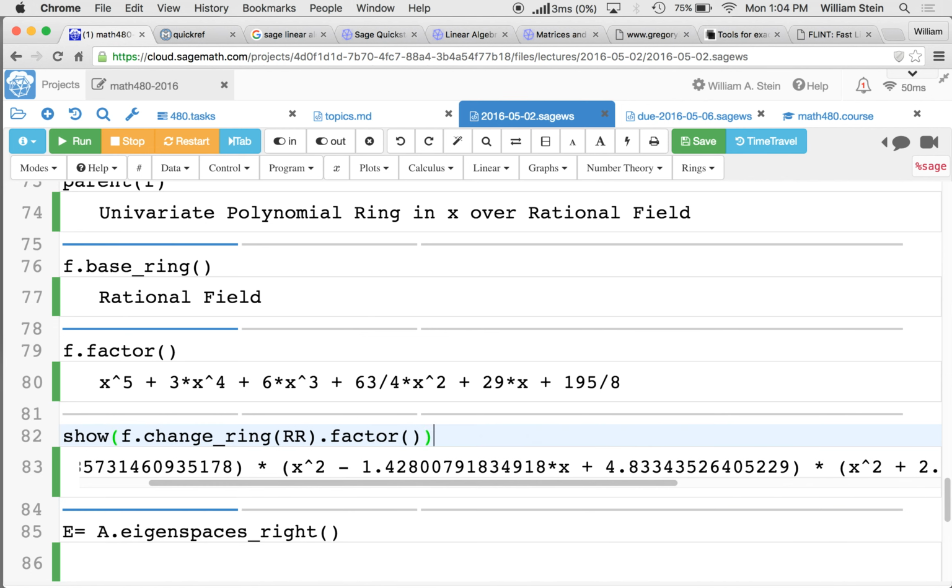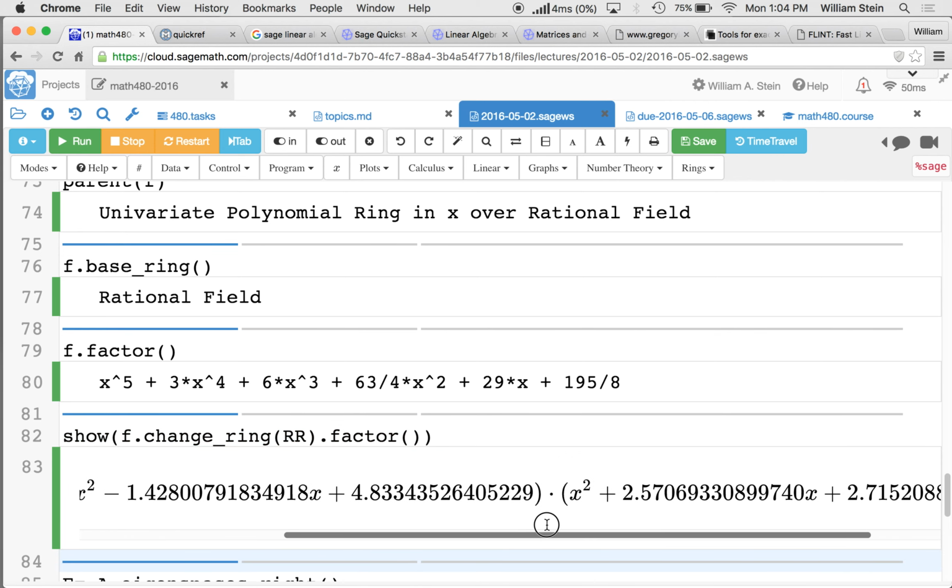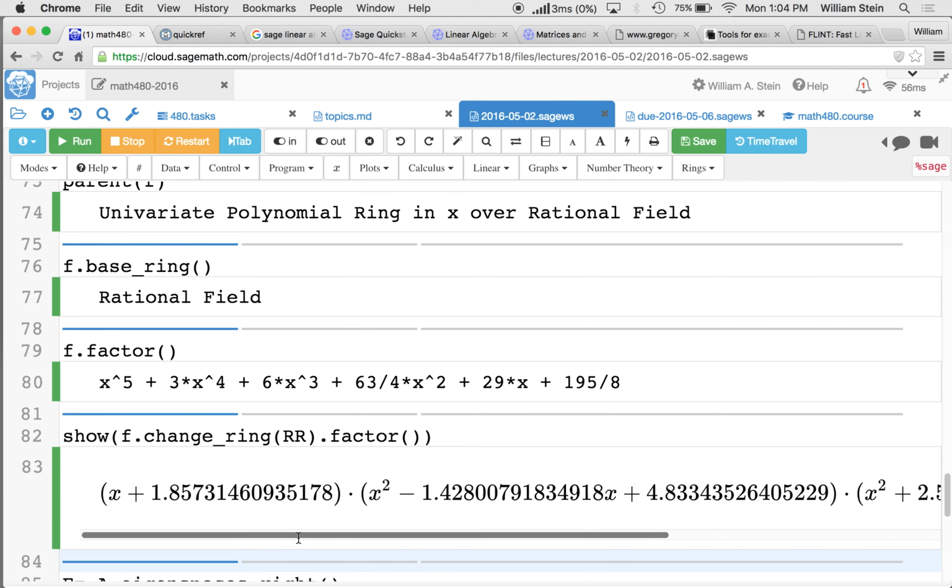So a function like factor is only meaningful relative to a choice of ring or field. Does anyone here, just in case you don't know what a ring or a field is, does anyone not know what a ring or a field is when I say that? Okay. Wow. So I get to tell you what a ring or field is.